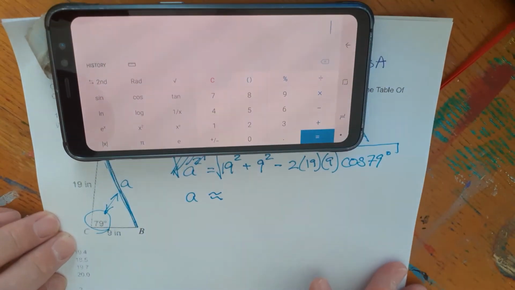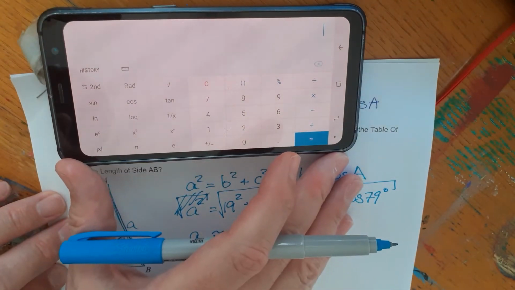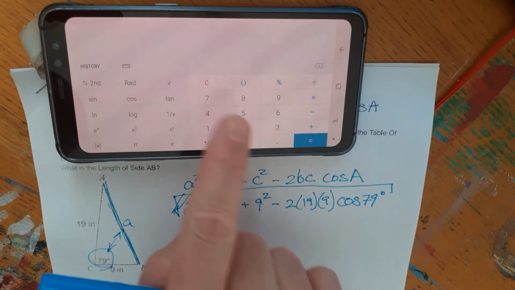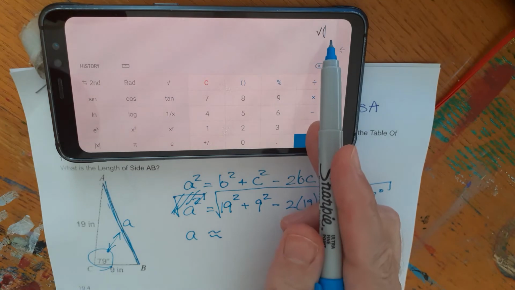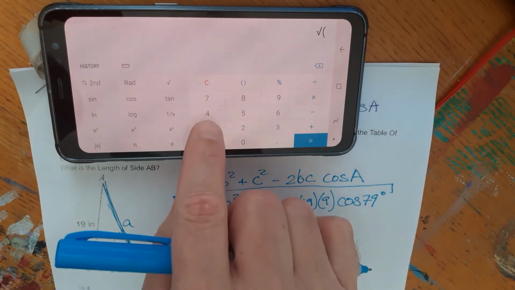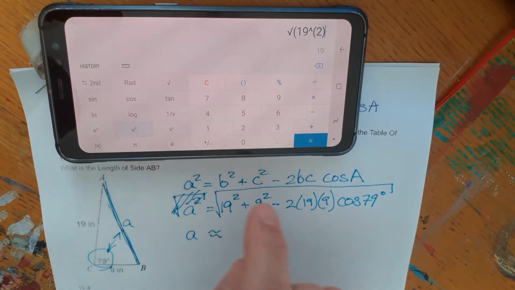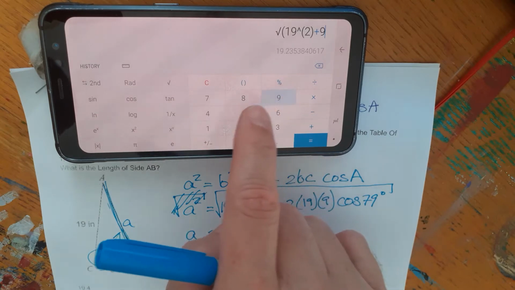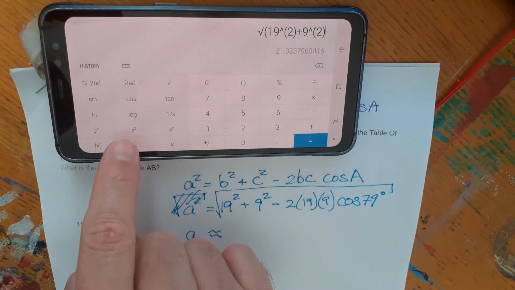And I'm going to clear this out and start over on this one. I have enough room. There we go. So we've got square root. We start with that. This is a square root symbol. It gives us a parenthesis, so everything under the square root symbol we're going to try to put in there. We're going to say 19 caret squared plus 9 squared. And I'm using the x squared key right here.